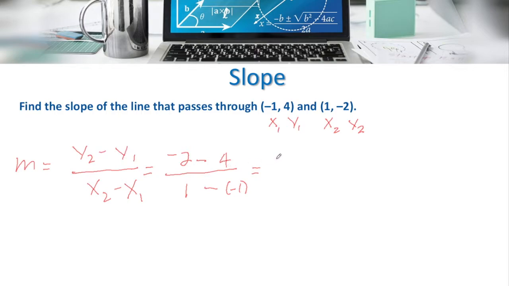-2 minus 4 is -6, divided by 1 minus -1, which is 1 plus 1. Then this is -6 divided by 2, which is equal to -3. So this is the slope of a line given these two points.